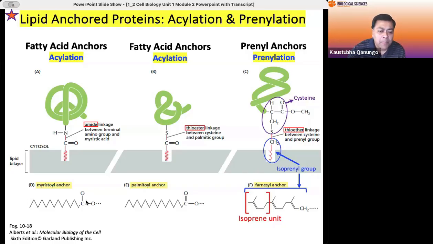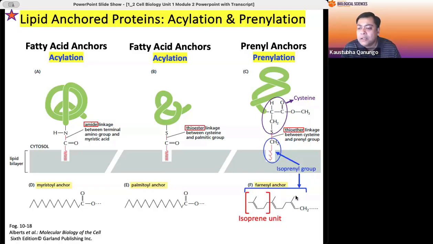Say, for an example, here, this is a myristic acid, myristoyl anchor. So from myristic acid, myristoyl is the adjective of that. So this is a myristic acid, that's the fatty acid. If this is added, this is a myristoyl anchor. This is a palmitic acid, palmitoyl is the adjective of that. If a palmitic acid, fatty acid is attached to an anchor, it will be a palmitoyl anchor.